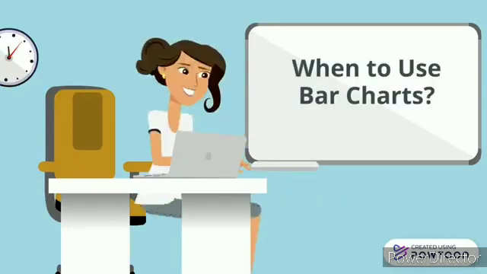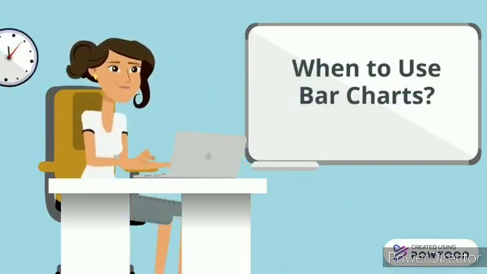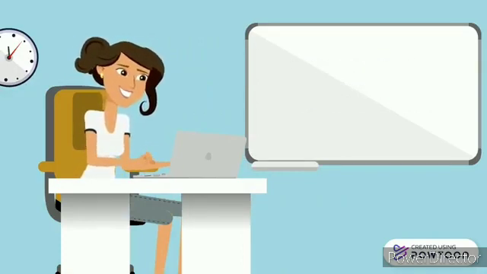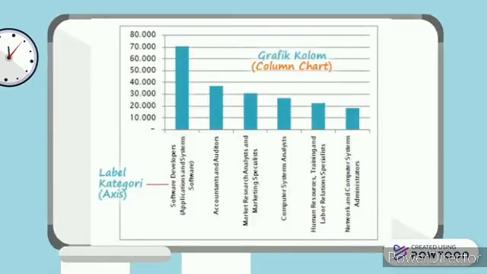When to use bar charts. Use a bar chart if chart data has negative or zero values, or has a long category label on the axis. In the example below, long labels are easier to read on a bar chart compared to a column chart.